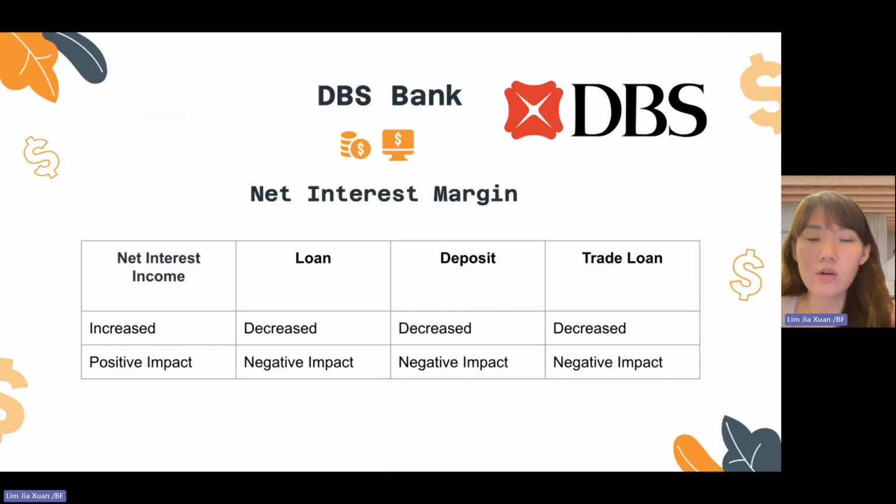So in the second quarter of 2023, one of the factors that has both positively and negatively impacted DBS Bank is interest rates, through their net interest margin. Firstly, net interest income. Due to higher interest rates, commercial bank net interest income increased by 54% from a year before and by 6% from the previous quarter. This suggests that higher interest rates may have greatly benefited DBS Bank.